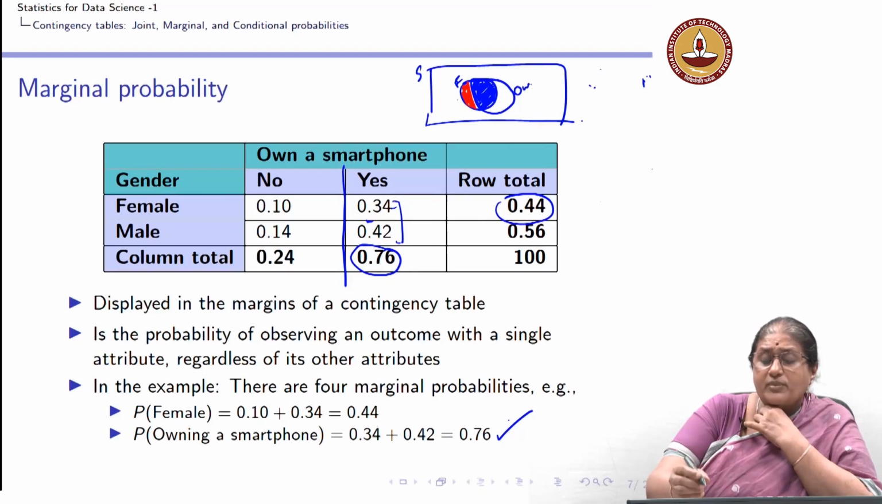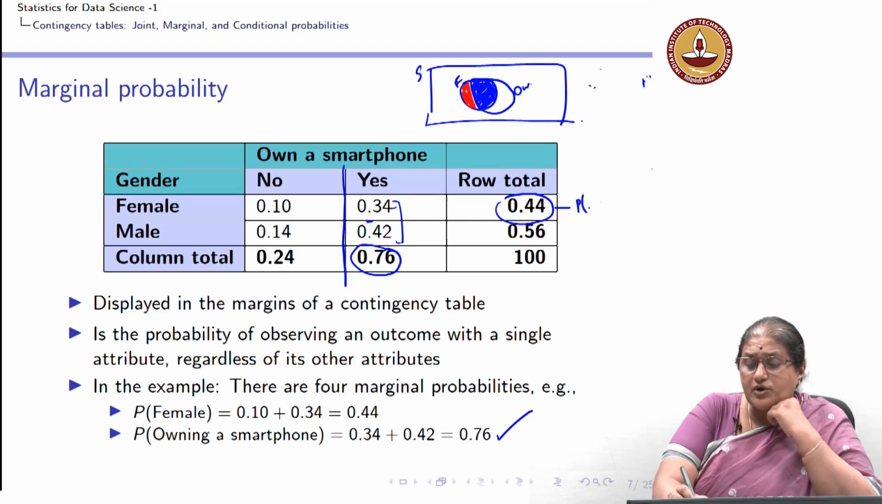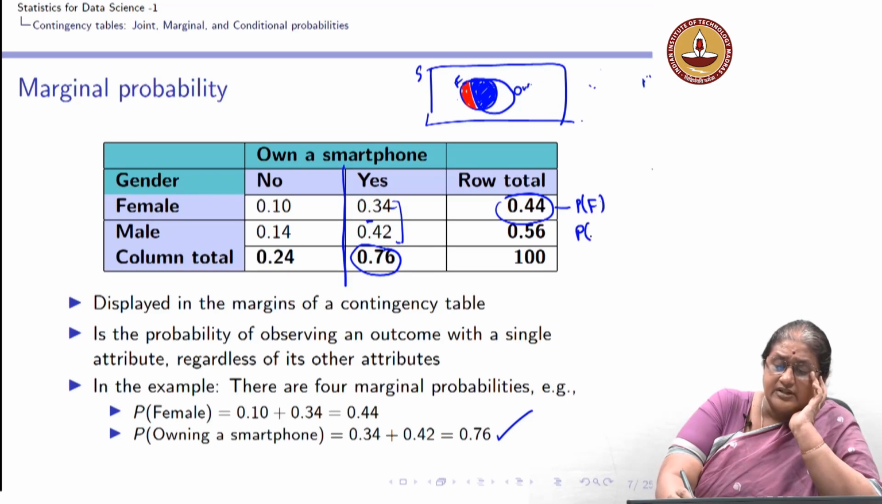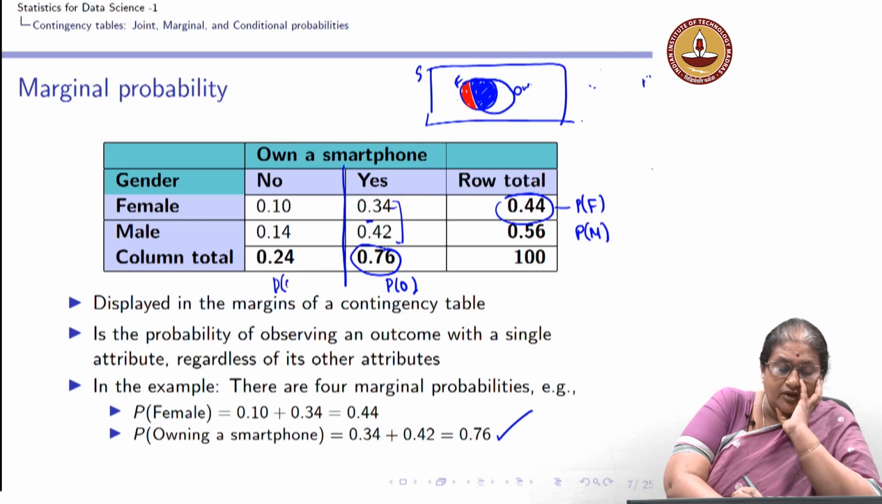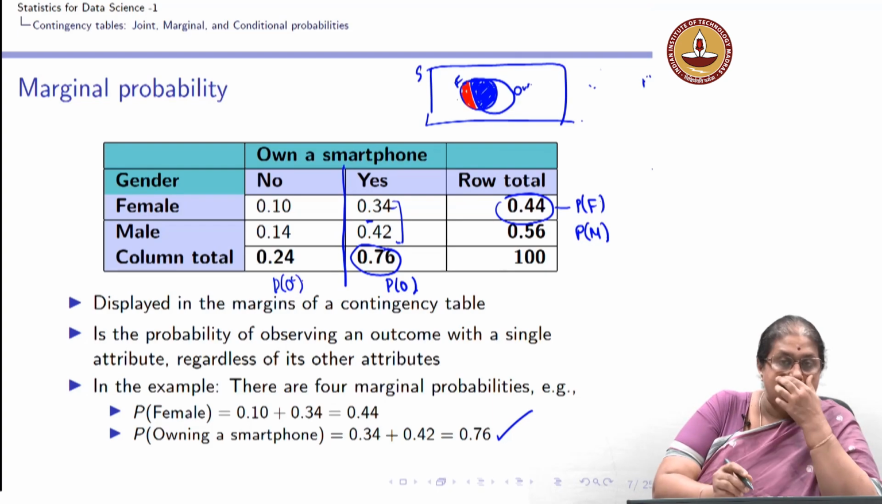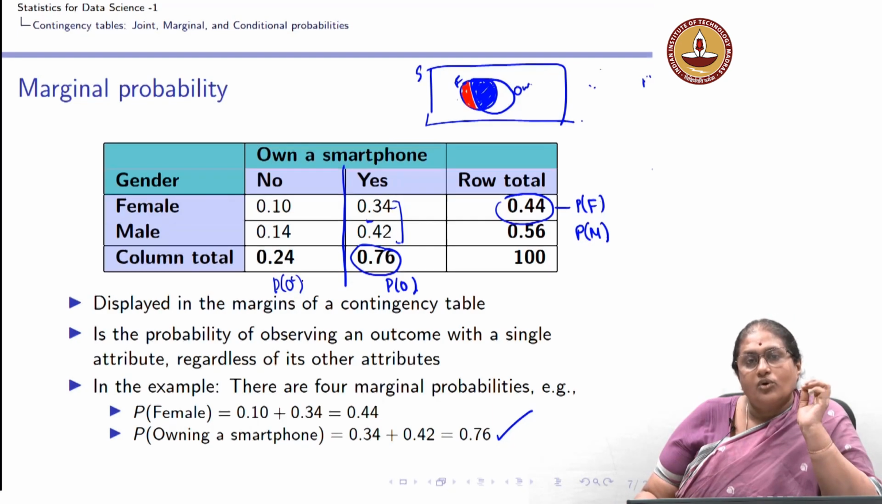So, I have 4 marginal probabilities. This is the probability of being a female, this is the probability of being a male, this is the probability of owning a smartphone, and this is the probability of not owning a smartphone, which is the probability of O complement.